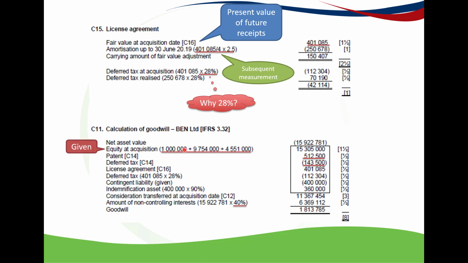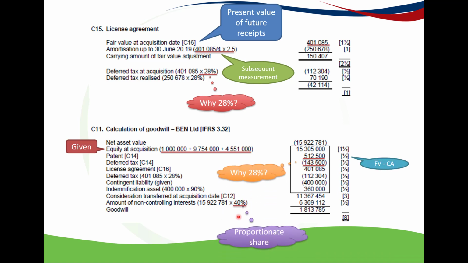So if we just quickly look at the summary of the calculation of our first subsidiary's goodwill, we can see there's the equity at acquisition, easy 1.5 marks for using it. The patent, which was the difference between the fair value and the carrying amount. Deferred tax at 28% because it has a useful life. Our license agreement calculated on top. The related deferred tax. There's our contingent liability, indemnification asset, our consideration that we've already calculated, and then our NCI, which is at 40%, because we know it's proportionate share, and then there's our goodwill.